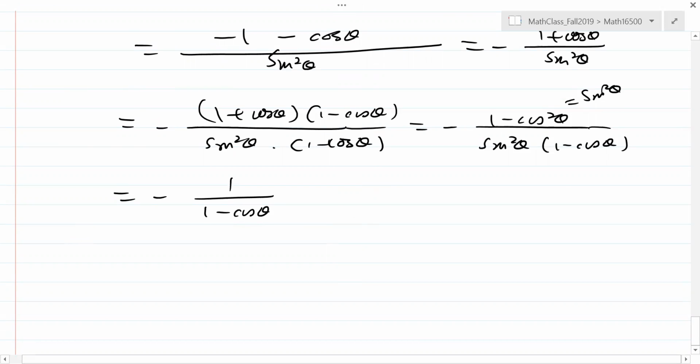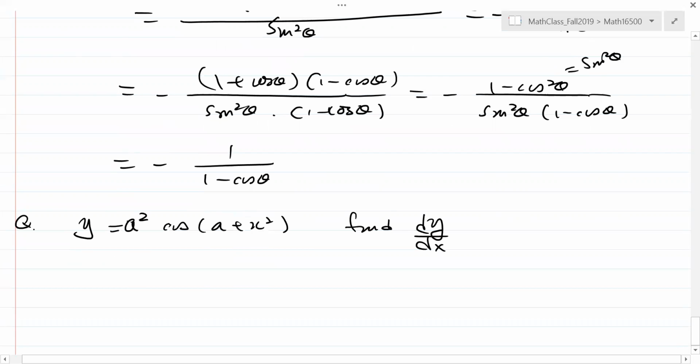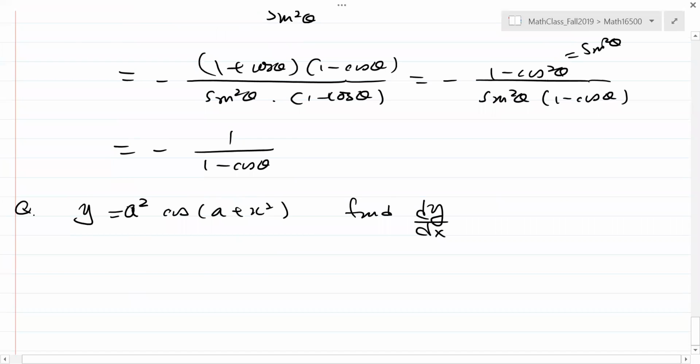And chain rule. Okay. Chain rule. So here's a function, find the derivative using chain rule. Okay, the first one is a squared cosine of a plus x squared. Find dy dx. Okay, a is a constant.